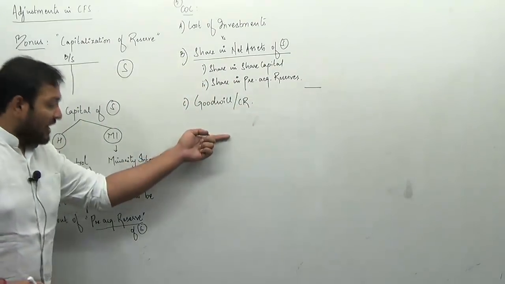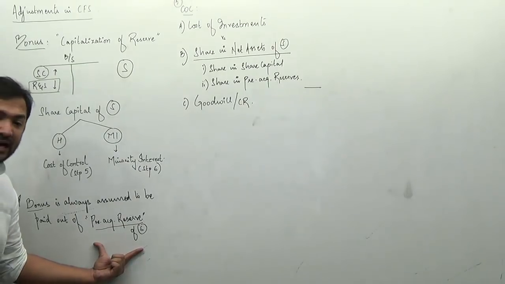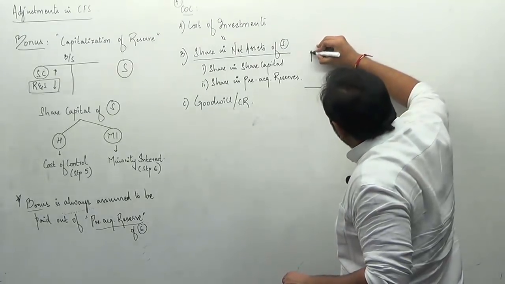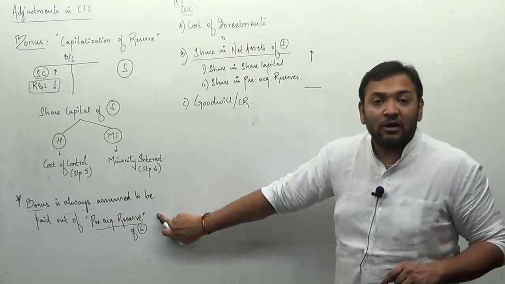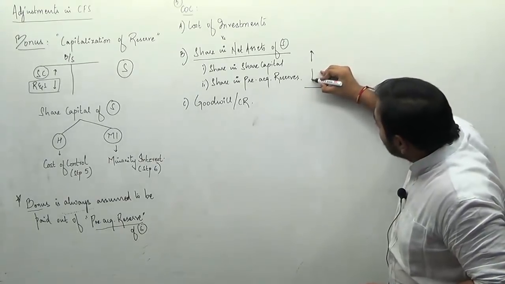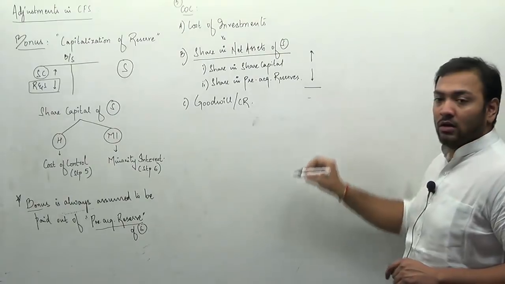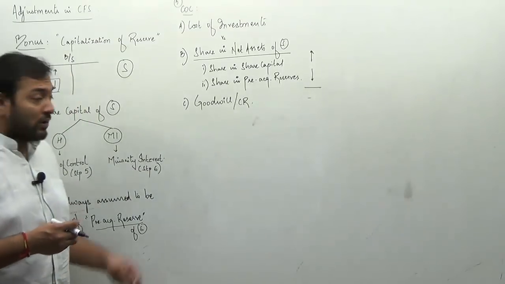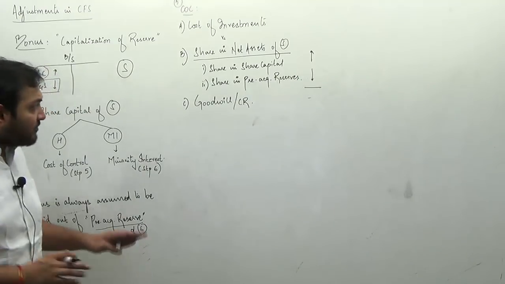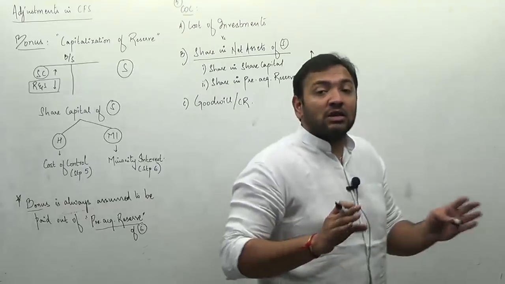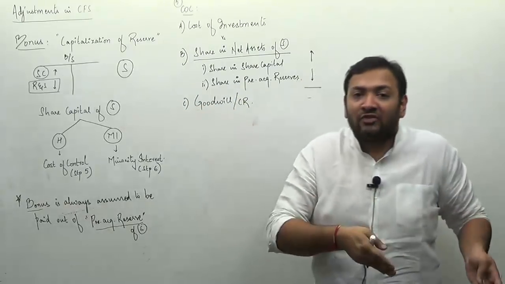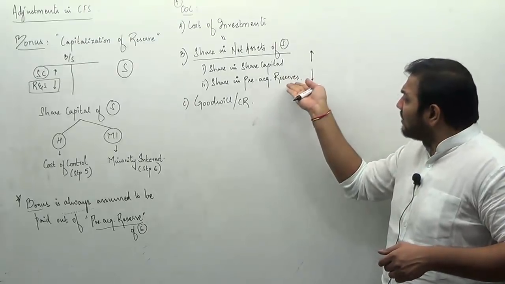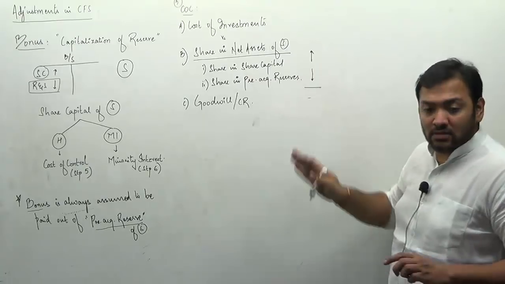Now let's understand the impact. If I am saying that a bonus is always assumed to be paid out of pre-acquisition reserves, what happens? When a bonus is paid, share capital increases. From where is it paid out? It is paid out of pre-acquisition reserves, so pre-acquisition reserves fall. So what is the impact on goodwill? Nothing. If the bonus is paid out of pre-acquisition reserves, my goodwill or capital reserve, what it was prior to the bonus, will be the same value after the bonus. Because the increase in share capital will nullify the decline in pre-acquisition reserves. It is just the reallocation of reserves into capital. So it does not make any impact as far as goodwill is concerned.